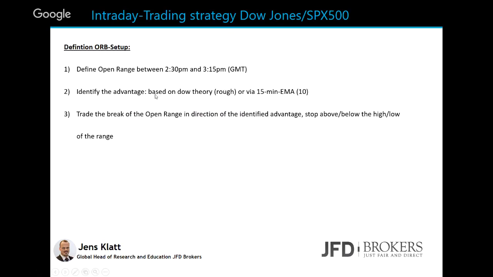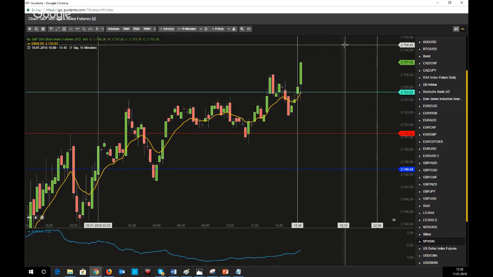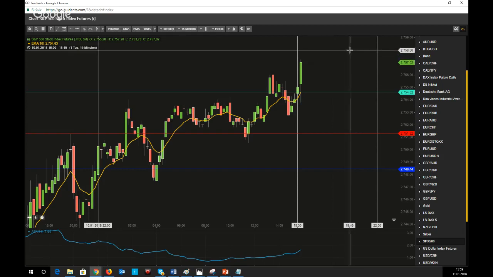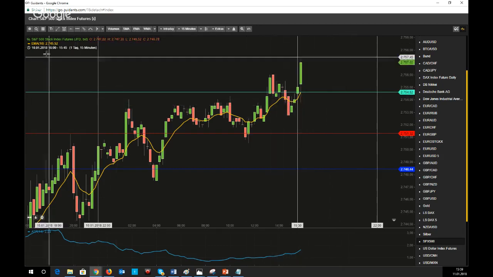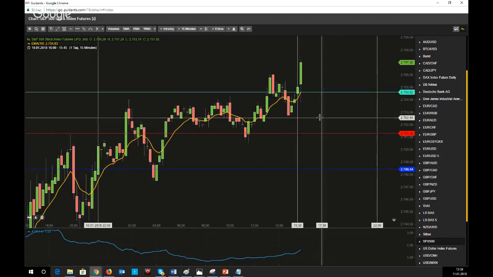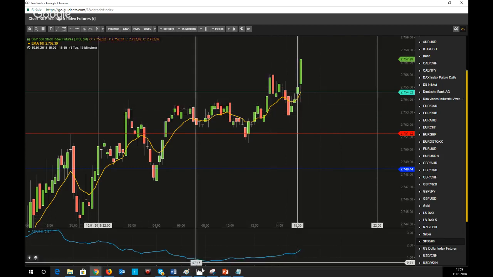Once you have defined the high and the low of this time frame, we identify the advantage. We ignore the Dow theory here. We identify the advantage based on the 50-minute exponential moving average 10. Simply put, if we trade above that, we're going long. If we trade below that, we're going short. Say the range shows a high at 2,758, and we break above this high while trading above the yellow line, which is the exponential moving average 10 on a 50-minute time frame. We go long, placing the stop below the low of the range. If the low is 2,752.5, this is where we place the stop.